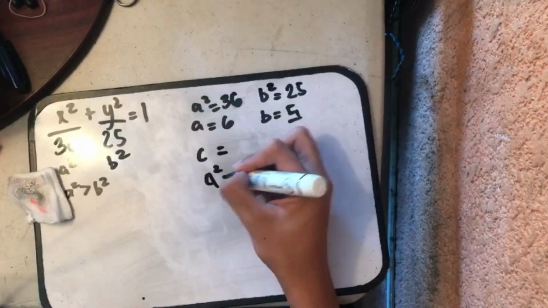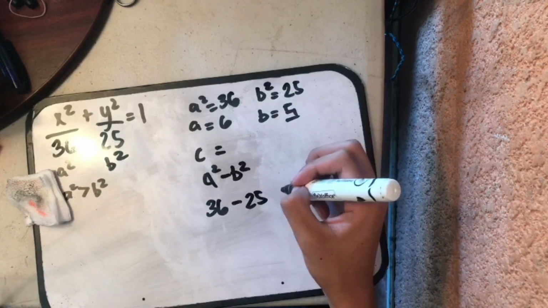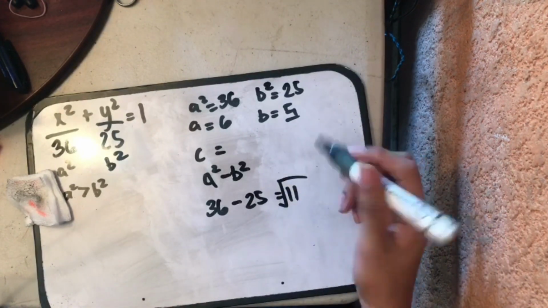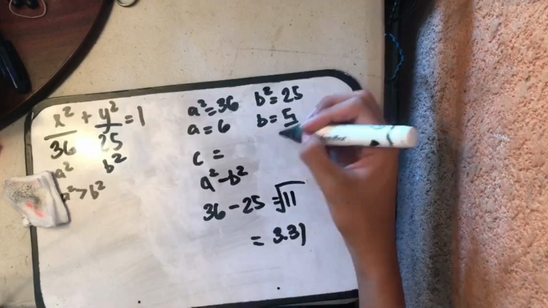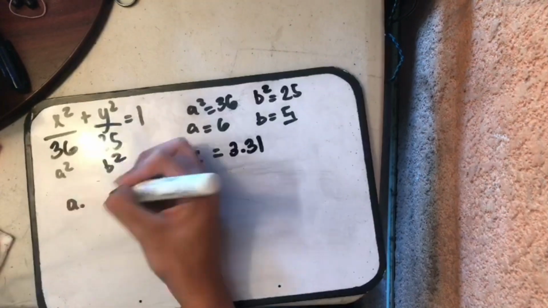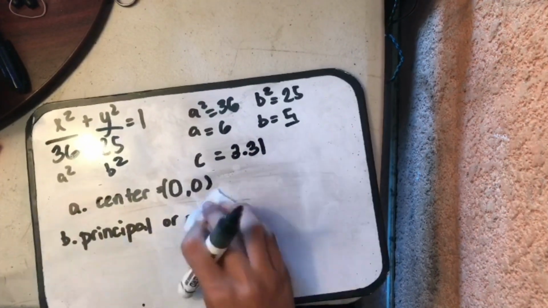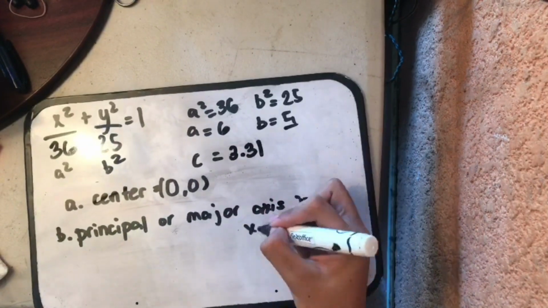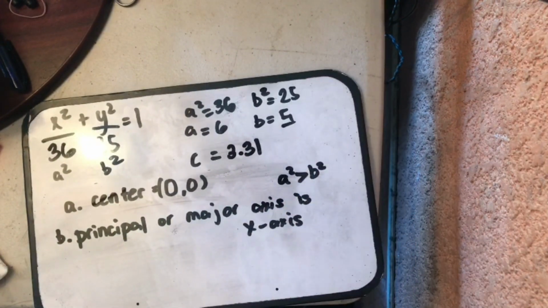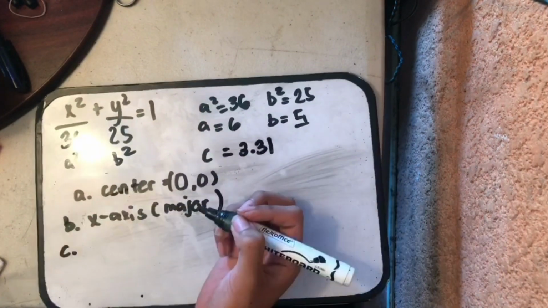The a here is square root of 36, which is 6. The b is square root of 25, which is 5. And the c here is 36 minus 25, which is 11, and the square root of 11 is 3.31. The center here is 0, 0 because there is no h, k. The principal axis or major axis is the x-axis because a squared is bigger than b squared.